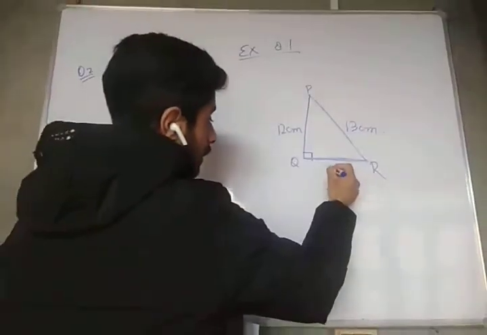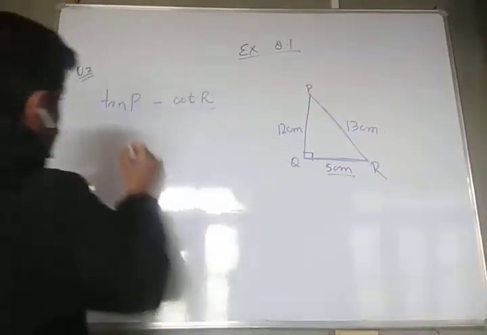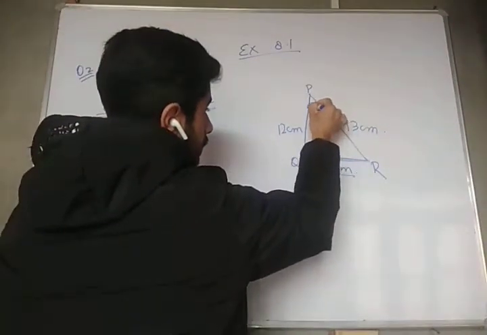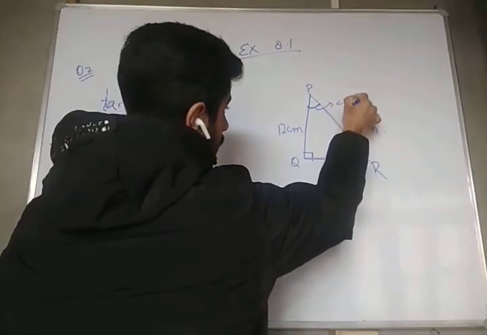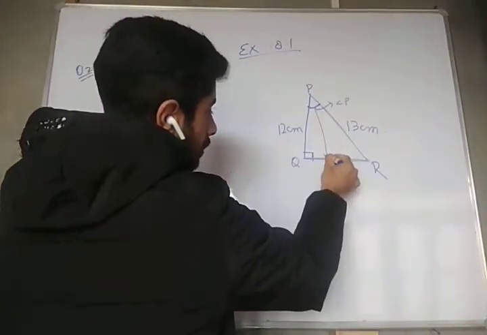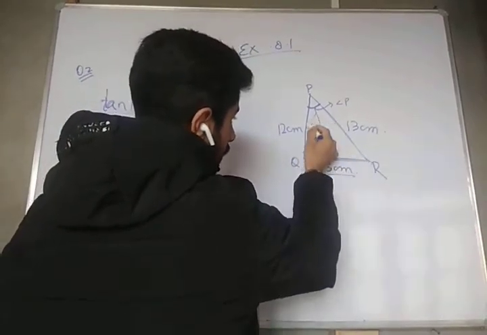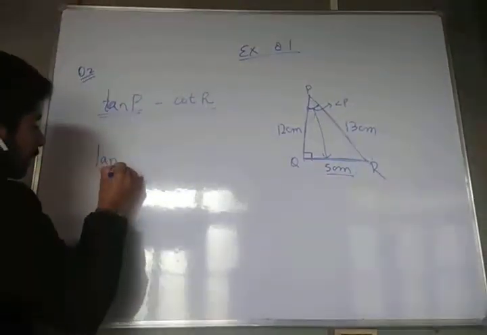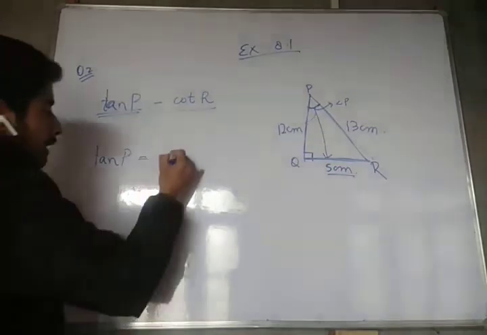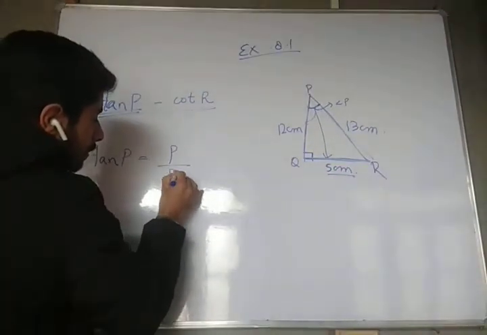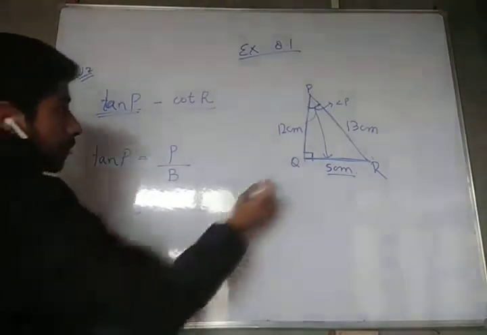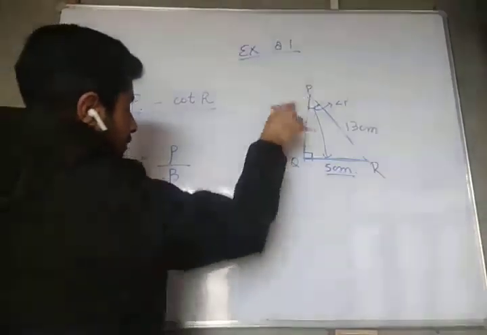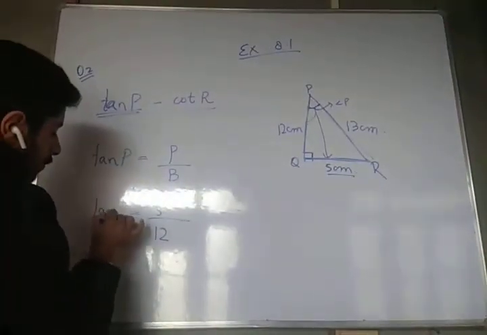So we got this value for QR and it is 5 centimeter. Now let's calculate tan P first. The angle of consideration now is this angle P. The side opposite to this is our perpendicular and the adjacent side is our base. This is hypotenuse. Now tan of P, as all of you know, is perpendicular over base. Perpendicular is 5 divided by base 12. So this is our tan of P.